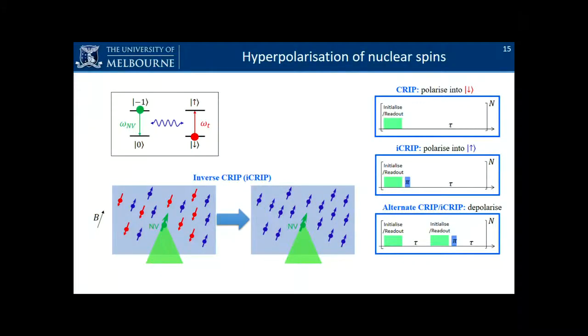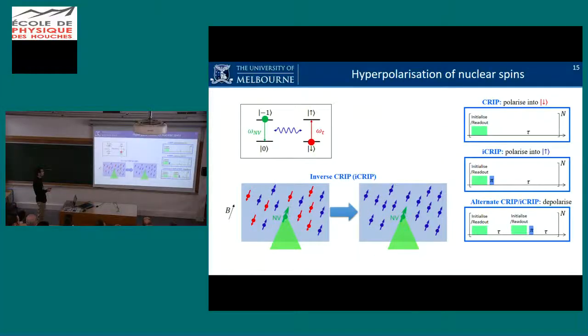You can also initialize the NV in the opposite state, in the -1 state, by simply adding a pi pulse to your sequence. And in that case, you're just going to polarize the opposite state, so the up state, say, here. And if you alternate those two sequences, that we call CRIP and I-CRIP in this presentation, so CRIP for cross-relaxation induced polarization and inverse CRIP, then you just prevent polarization buildup because you're going to polarize one way or the other alternately. And that's going to be our control sequence.